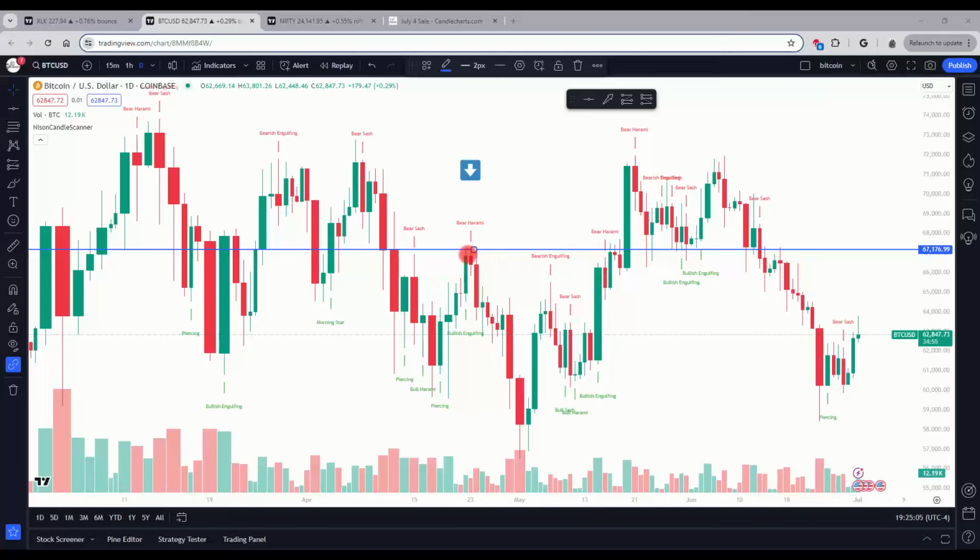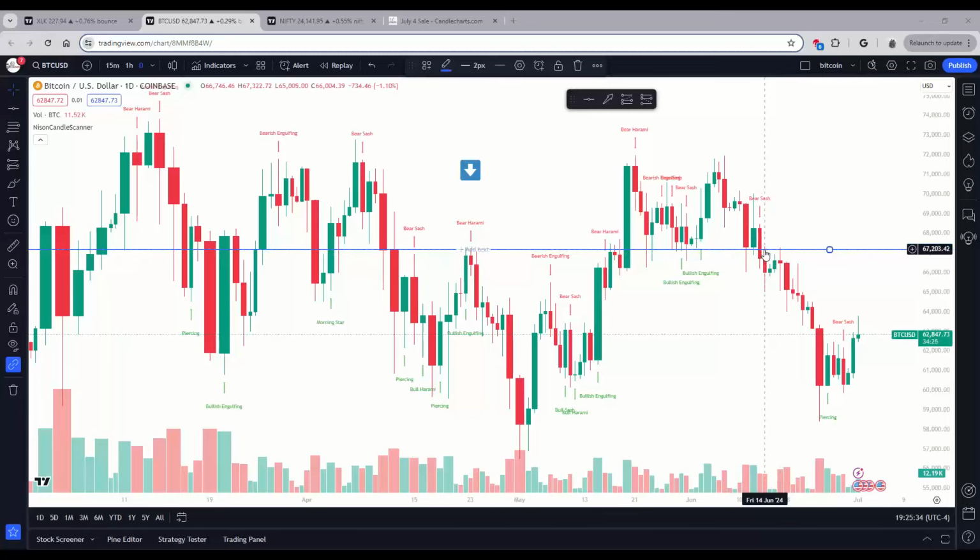What was resistance became support, became resistance. This is so critical to understand. It saved a lot of our traders a lot of money because what happened? This candle right here on June 14th, we get a move above that line, but couldn't get a close above it. A couple days later on Monday, we get a move above that line, could not close above it.